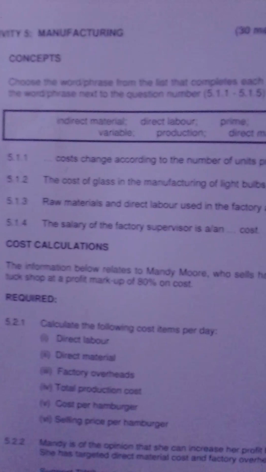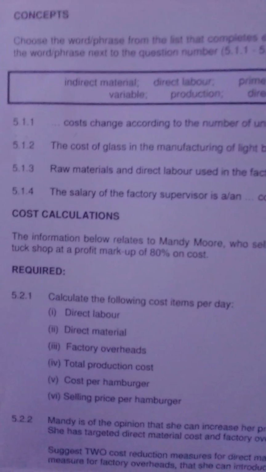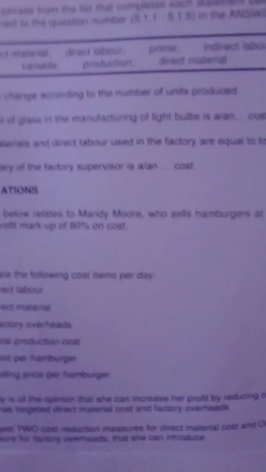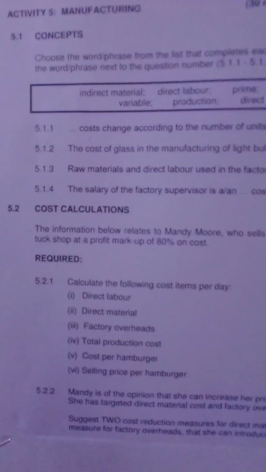And then 5.1.4, the salary of the factory supervisor is an indirect cost. Remember, the supervisor is not actively involved in the manufacturing of the product, but is there in the factory. So those costs, we consider them to be indirect. We consider it to be indirect labor. The salary of the foreman is indirect labor. He is not making the products, but is there where the products are being manufactured. Okay, those are the concepts.